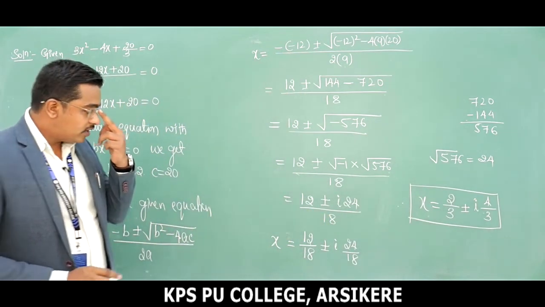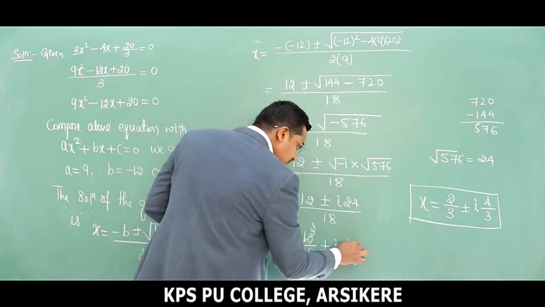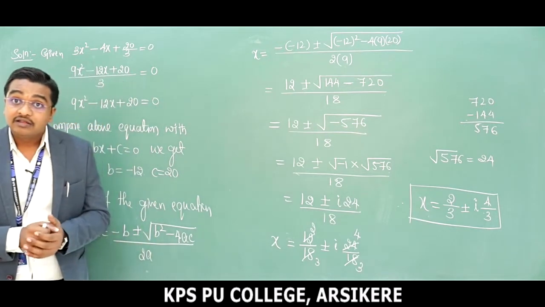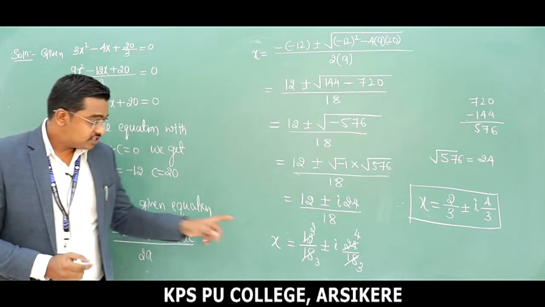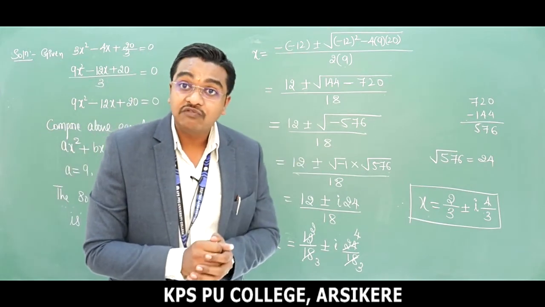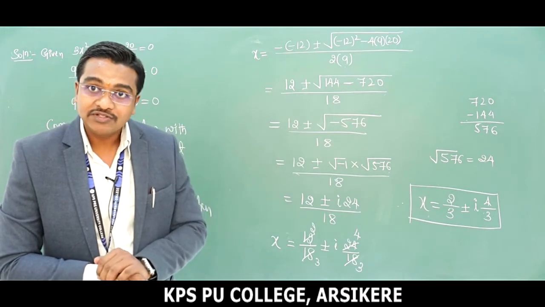X is equal to 2 by 3. 6 2s are 12, 6 3s are 18. 6 4s are 24, 6 3s are 18. Finally, we are left with the required solution of the given quadratic equation: x is equal to 2 divided by 3 plus or minus I times of 4 divided by 3. Take a pause and note on all the things what I have written here.